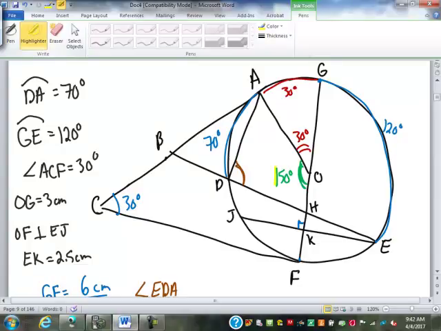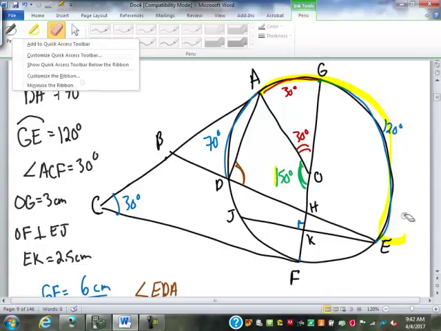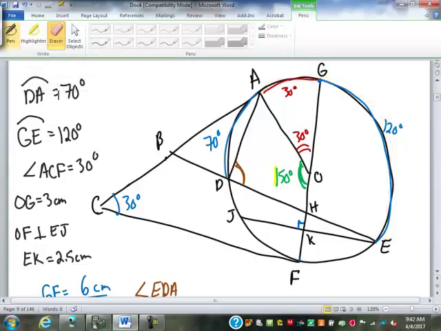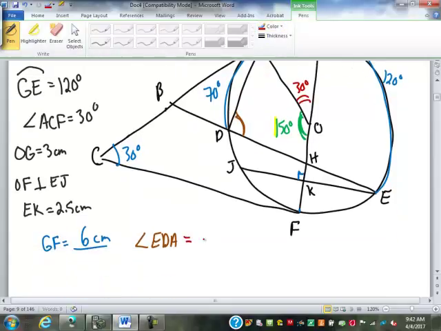So now back to angle ADE. It intercepts this arc right here. How big is that arc? 150. 30 plus 120 is 150. That angle, is it equal to 150? No. It's half of it. Because it's inscribed. If it were at the center, it would be equal to the arc. If it's inscribed, the vertex is on the circle, it's half the arc. Sound familiar?